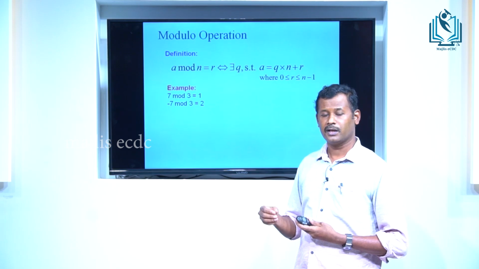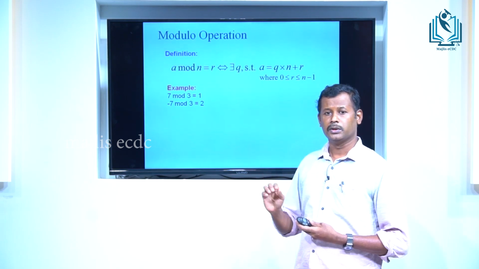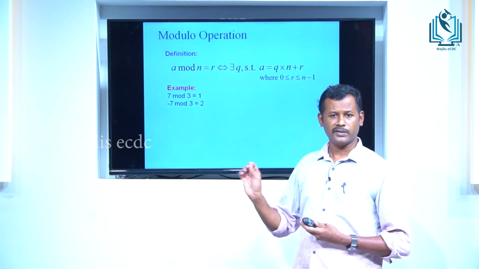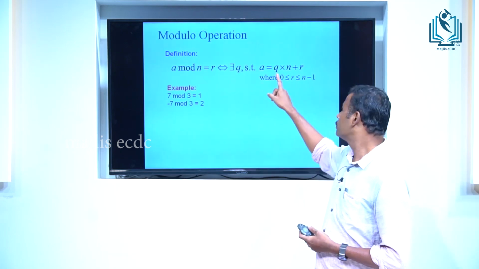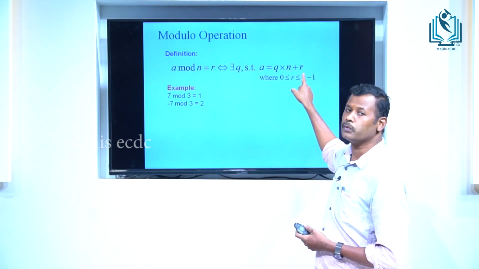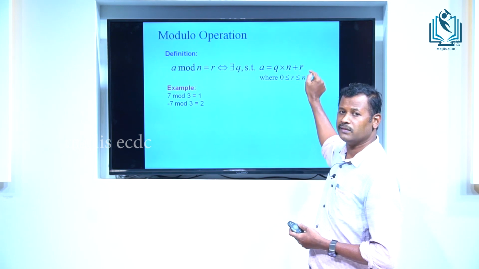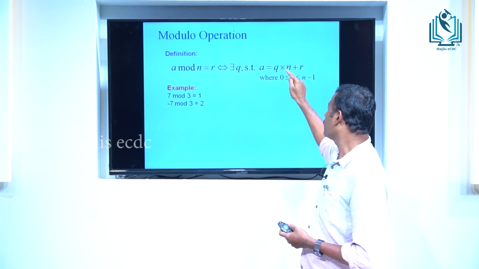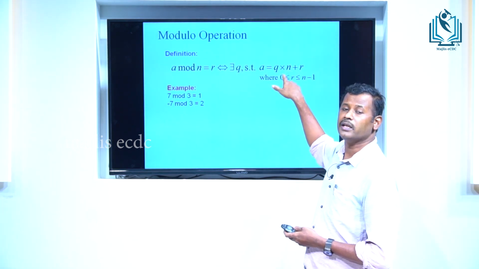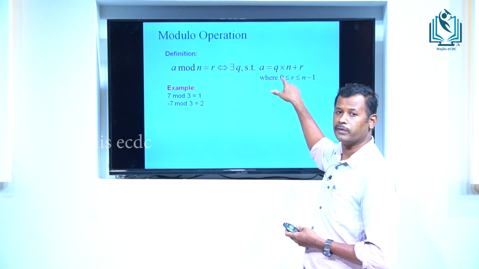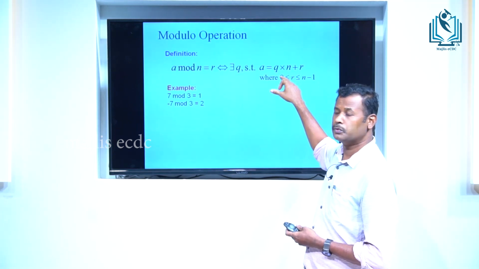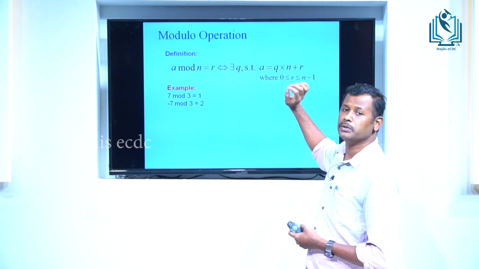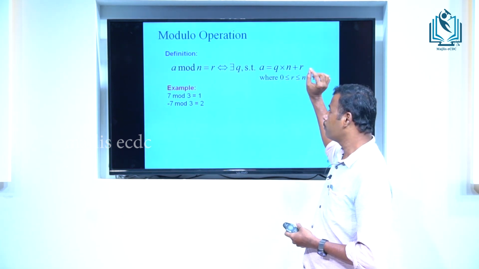That means 11 equals 2 into 5 plus 1. Here 1 is the remainder, 5 is n, and q, the multiple of n, equals 2. That means 11 equals 2 into 5 plus 1.